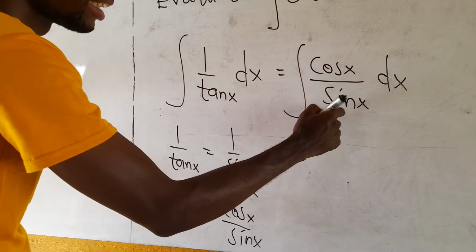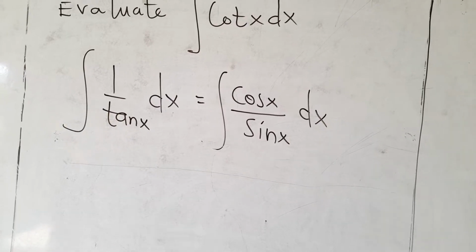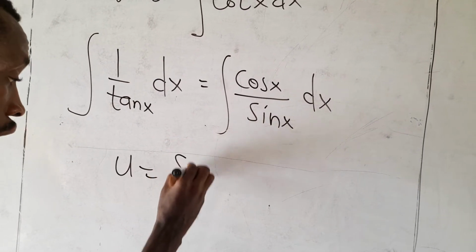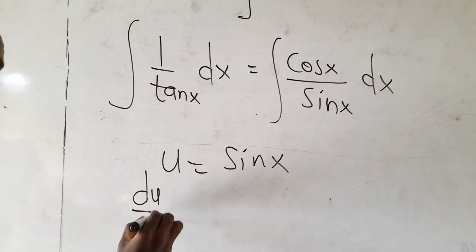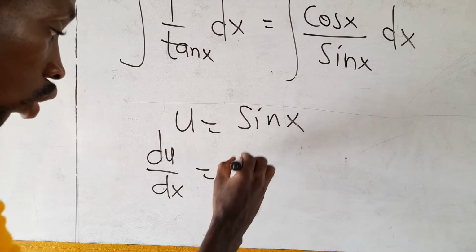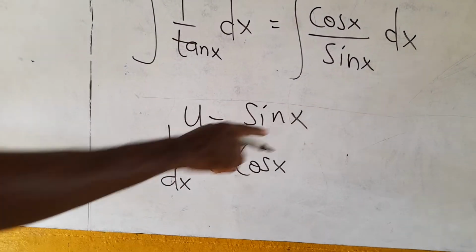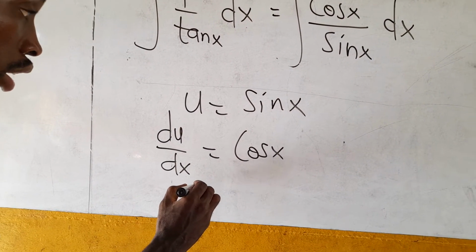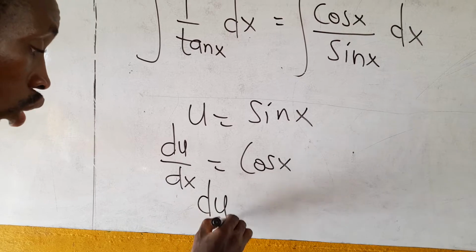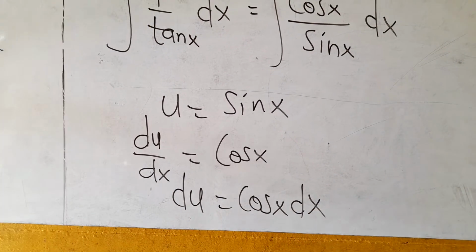Now I will let u be equal to the denominator here. So our u should be equal to sin x. Now differentiate this. du over dx will be equal to cos x. Remember, the differentiation of sin is cos. Now we'll make du the subject. So we'll get du equal to cos x dx.